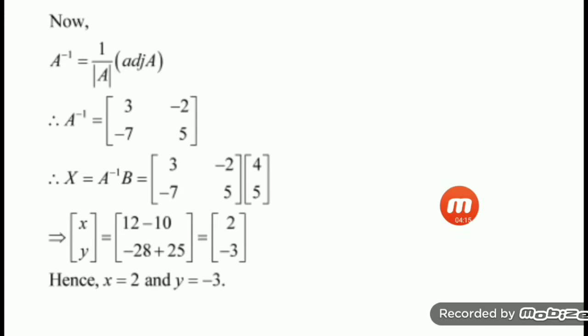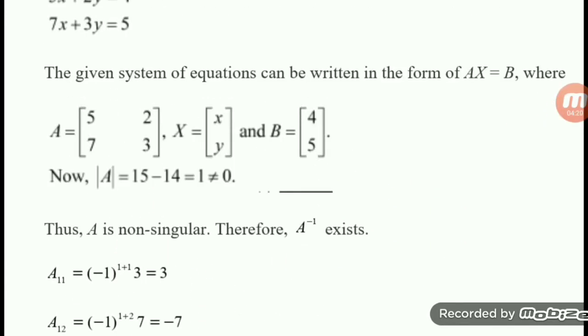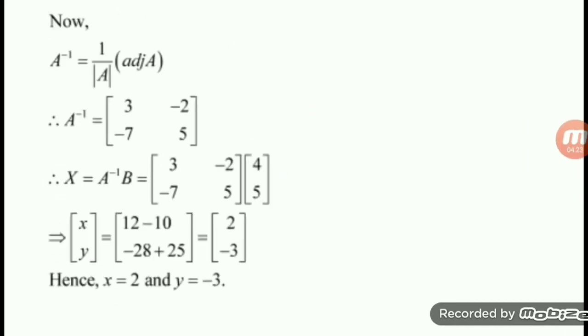After getting that, I hope you remember how the solution is given: X equals A inverse B. A inverse we have got, and now put the value of B. This is your A inverse, and B is the column matrix 4, 5, as we got earlier. So let us substitute. It will give you 3, minus 2, minus 7, 5 into 4, 5.